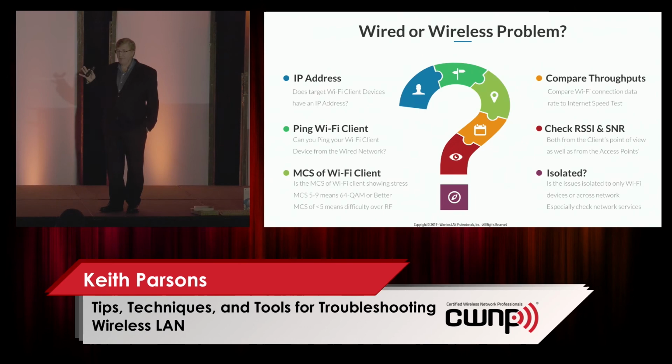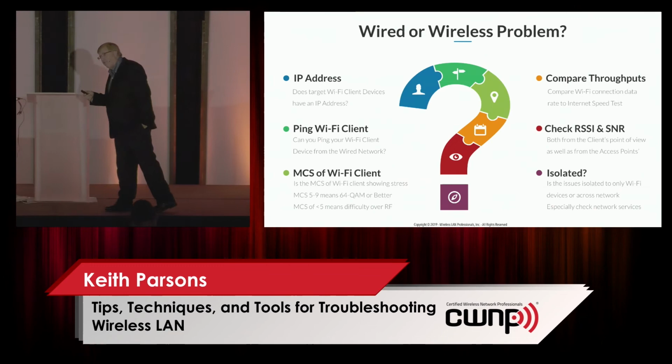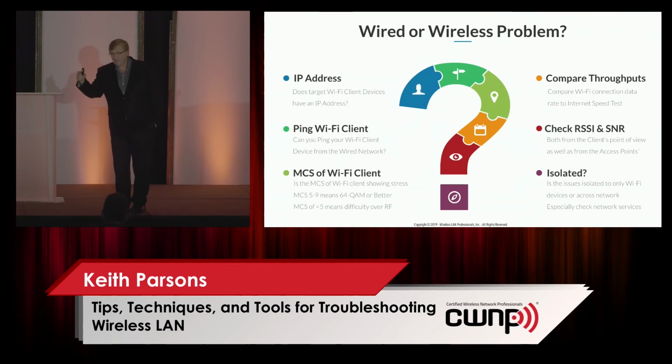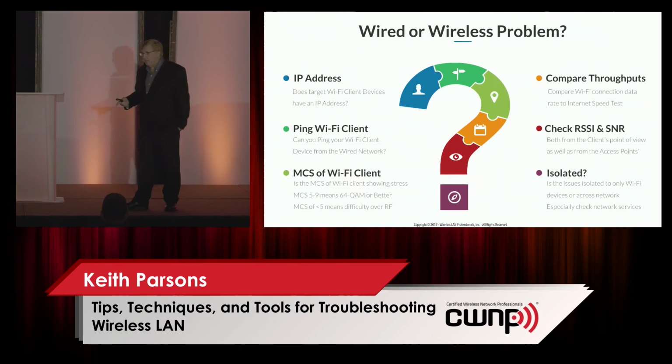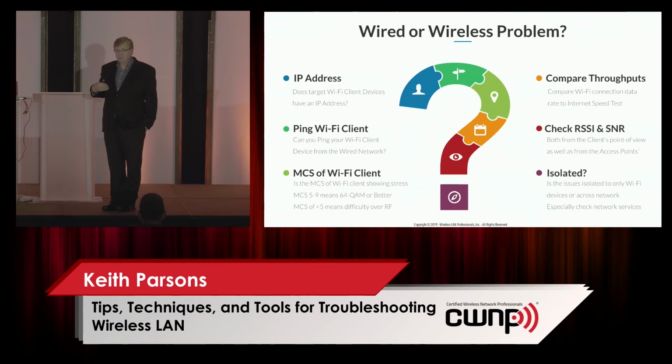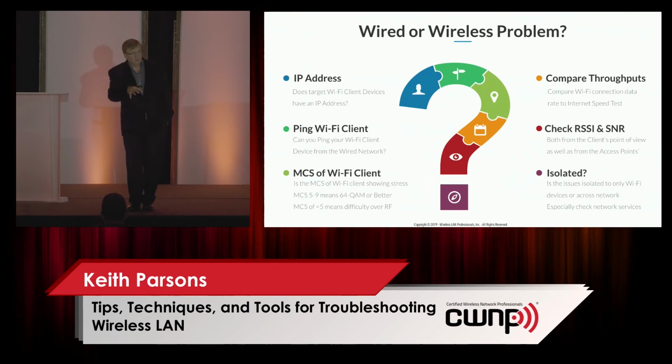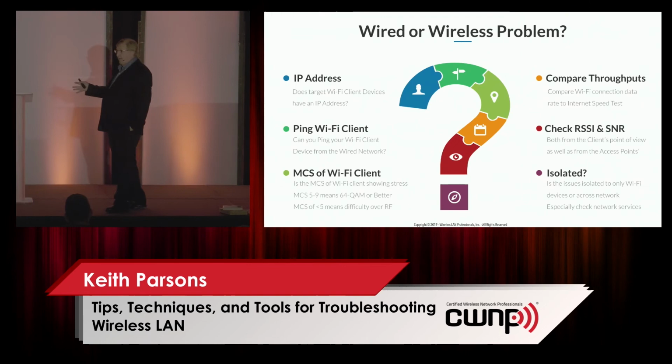I need to check my RSSI and SNR from both sides. I can go in the controller and it can say, I see this client at this level, but I also need to know what the client says on the backside. And is it isolated? Is it me? Is it everyone on this floor? Is it anyone attached to a single AP? Is it anyone who's on this SSID? So I can use the same tools to find out where this problem is.